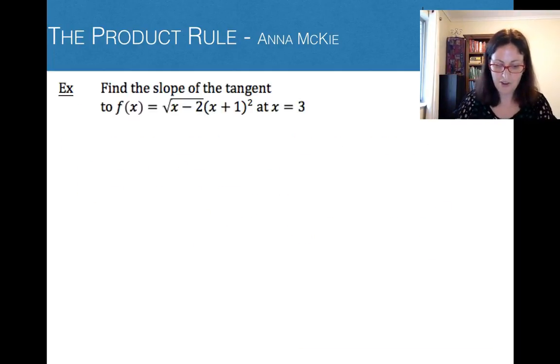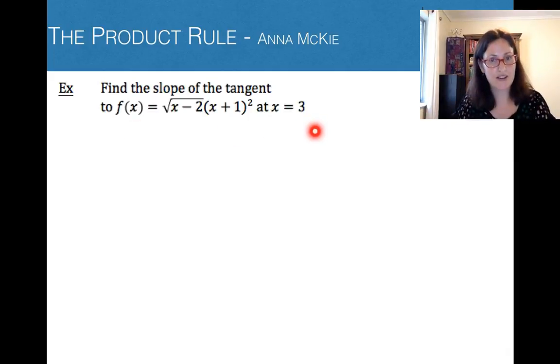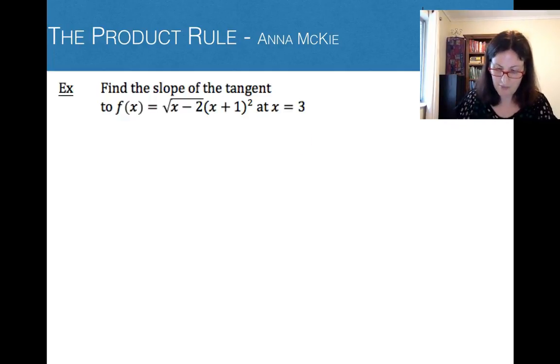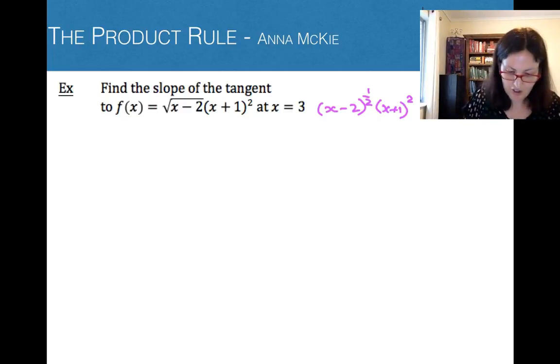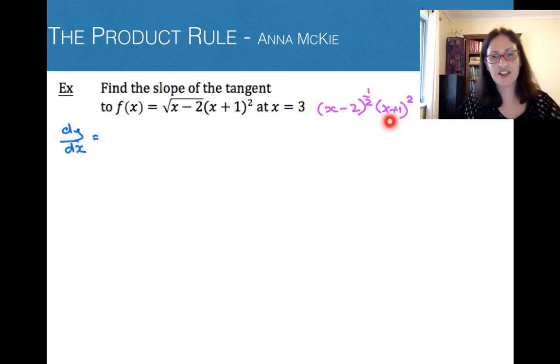So finding the slope of the tangent to this function at a point. So we have to differentiate first of all. It's probably handy to write that function out with a fractional power as opposed to the square root. So I'm just going to do that. And now we'll differentiate. So the derivative is dy by dx. You differentiate the first and leave the second. Chain rule in both of these here.